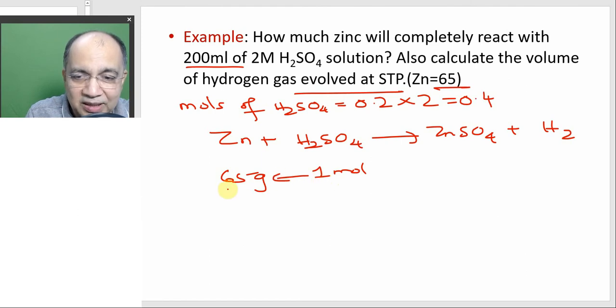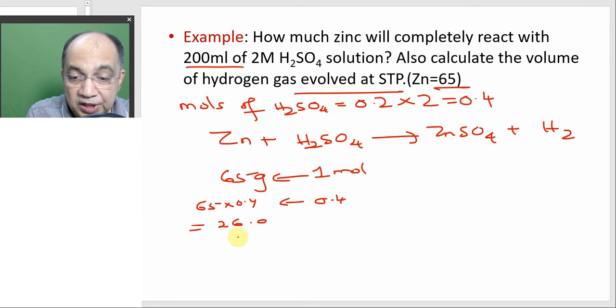So if 1 mole is reacting with 65 grams of zinc, then 0.5 mole will react with 65 into 0.4, 26 grams. So how much zinc will completely react? 26 grams of zinc will be completely reacting with 200 ml of 2M solution of sulfuric acid. Now in this solution, we have 0.4 moles of sulfuric acid. And that 0.4 mole of sulfuric acid will be consuming 26 grams, because if 1 mole consumes 65 grams, then 0.4 mole will consume 26 grams.